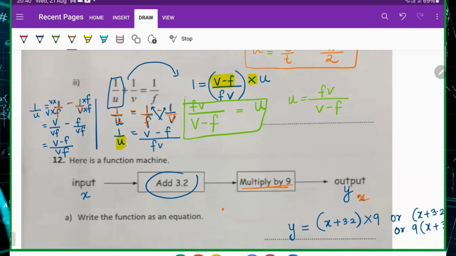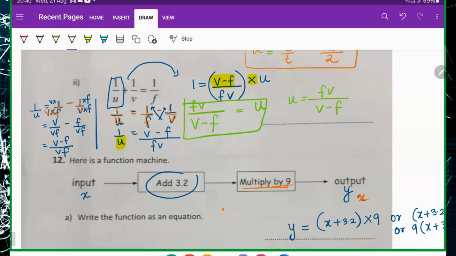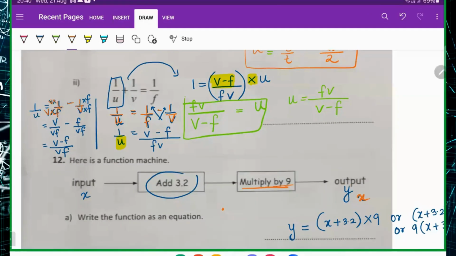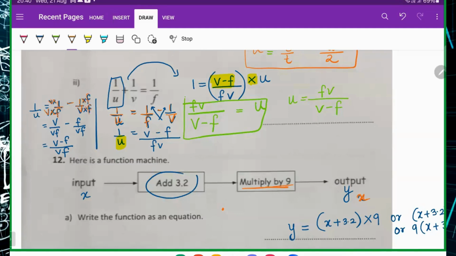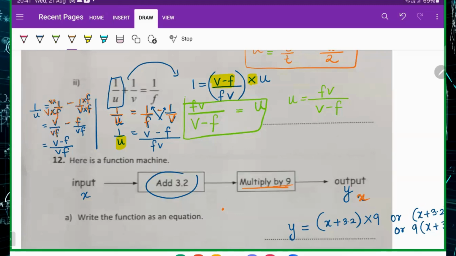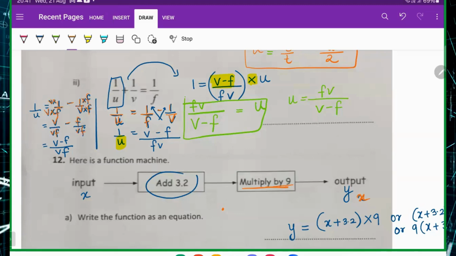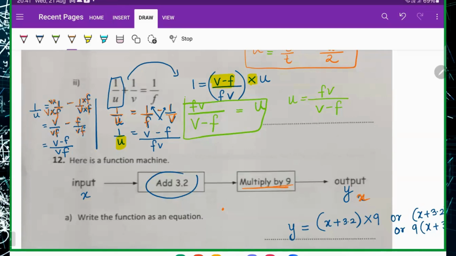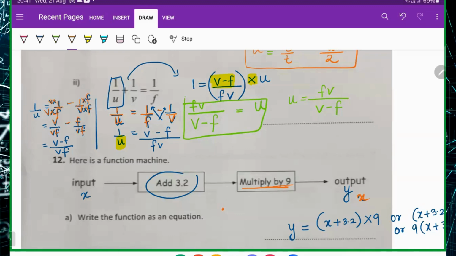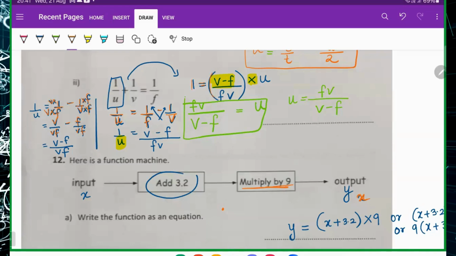Now think of this, the LCM should be v and f, right? So I will do into v, sorry, here, and into f. So you have v into 1, that is v, minus 1 into f, that is f, and then v into f will give you a vf, and again a vf. So you have v minus f, the whole upon vf. Okay. Now after getting that, you get 1 upon u is equal to v minus f, the whole upon fv.